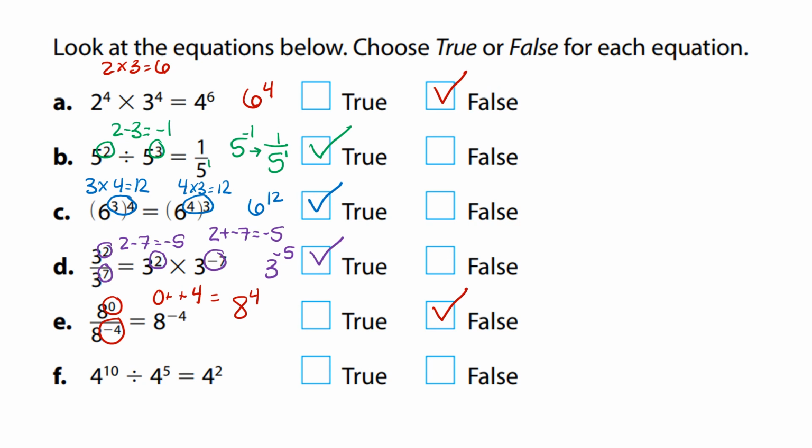And the last problem is a division problem, so that means we are going to subtract 10 minus 5, which gives us 5. Our answer should be 4 to the 5th power, not 4 to the 2nd power. That statement is false. We are not going to do the last problem of the textbook page as it does not concern this set of exponent skills.